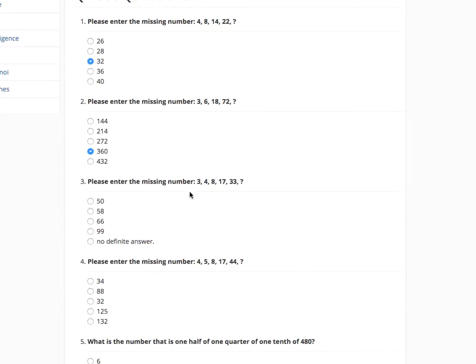Please enter the missing number: 3, 4, 8, 17, 33. Oh, I hate these sequences, you know. That's too much work. So that's 3 plus 1 is 4. 4 plus 4, 8 plus 9. Maybe the squares. 1 squared is 1, right? The difference between these terms. So 4 plus 2 squared is 8. 8 plus 3 squared is 17. 17 plus 4 squared is 33. Right? That's how I see this problem.